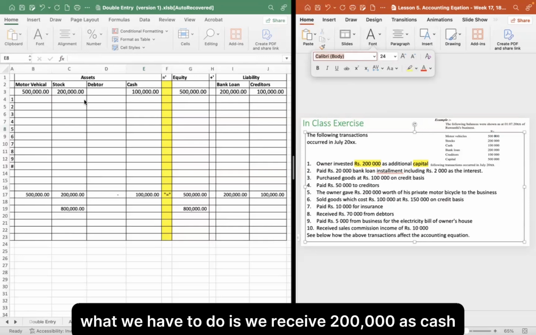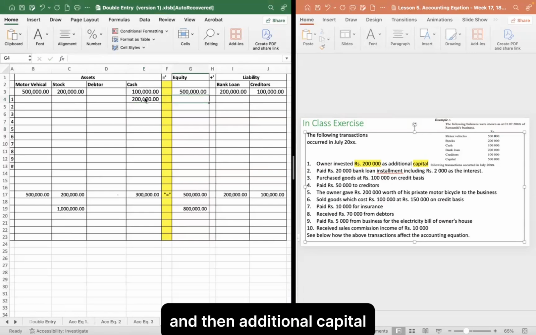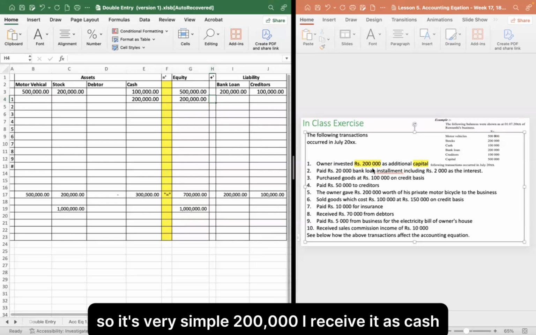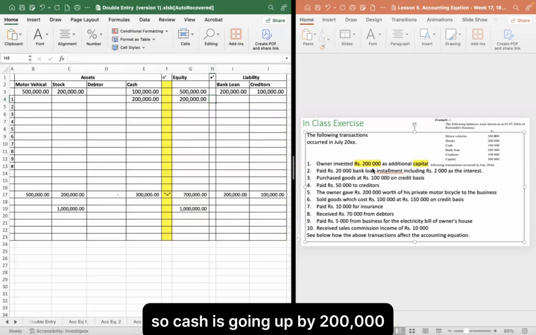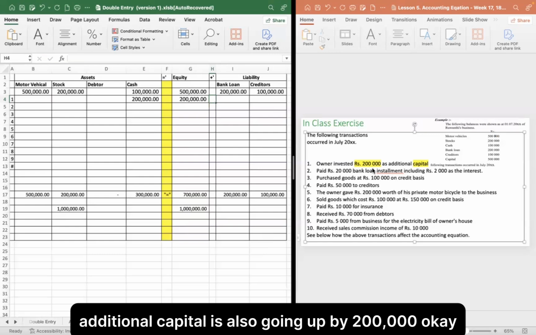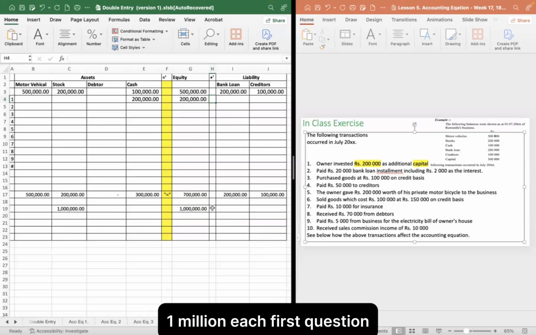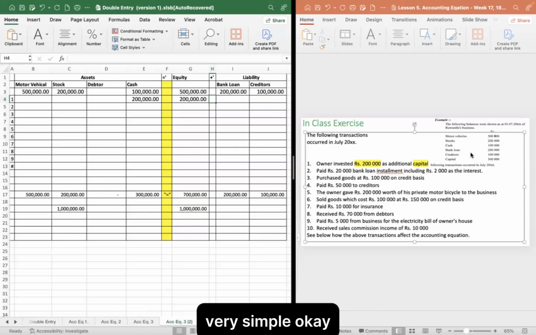So what we have to do is we receive 200,000 as cash, and then additional capital of 200,000 I include in equity. It's very simple. I receive 200,000 as cash, so cash is going up by 200,000. On the other hand, additional capital is also going up by 200,000. So see, the account is balanced, 1 million each. First question, very simple.